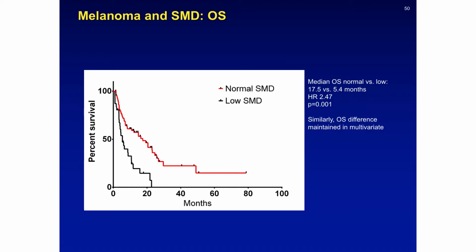And this is the real clincher and the really hard to argue with slide. This is overall survival. And none of the bad low SMDs survived eventually. All of the long-term survivors, and every medical oncologist is terrified to use the word cured melanoma patients, were in the good SMD category.